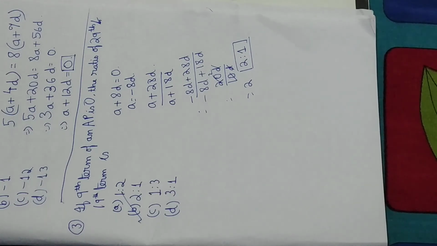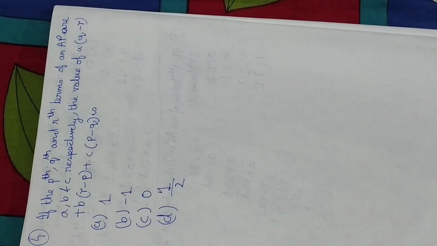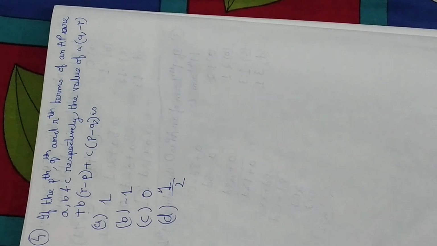Starting with the next question, the 4th one, the last one. This is the last question for today. It says, if the pth, qth and rth term of an AP are a, b, c respectively, find the value of a into q minus r plus b into r minus p plus c into p minus q. Options are option A, 1; option B, minus 1; option C, 0; option D, 1 by 2. I will wait a few seconds while you try the question and check my answer for verification. If you could not solve, see my solution.